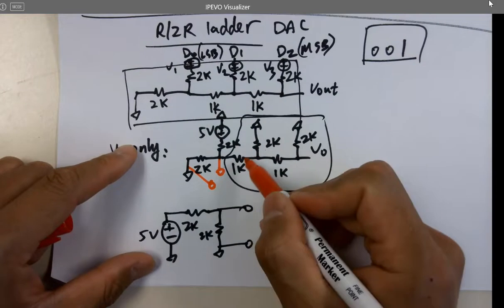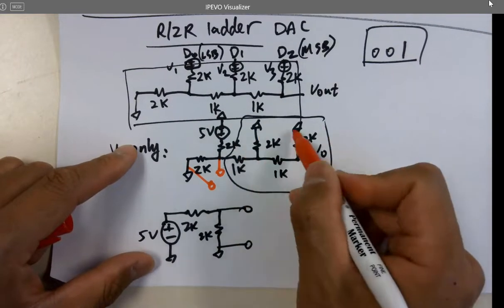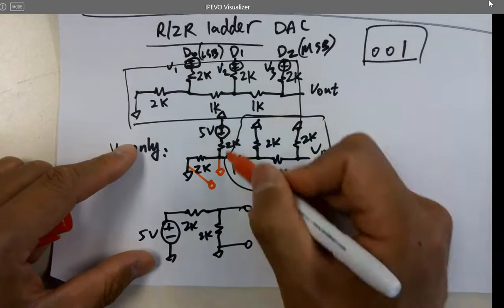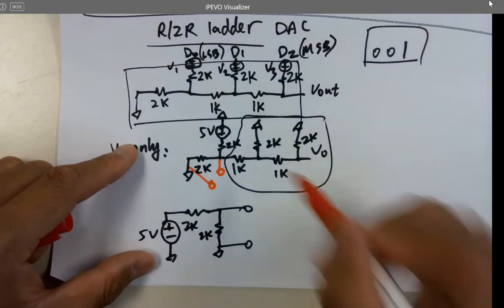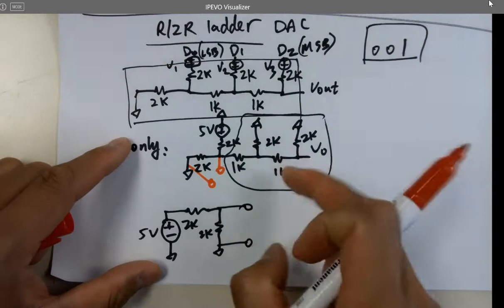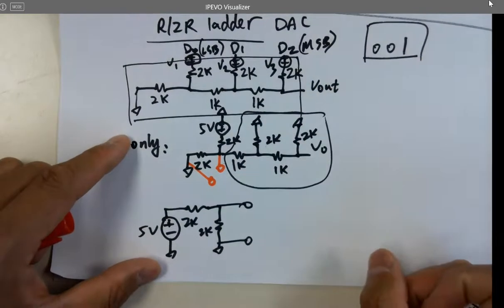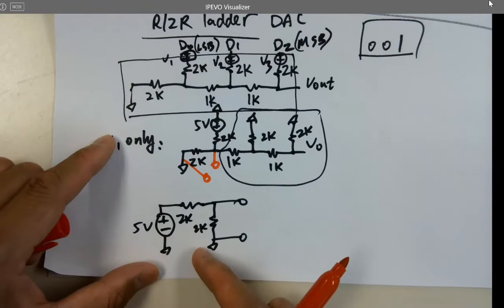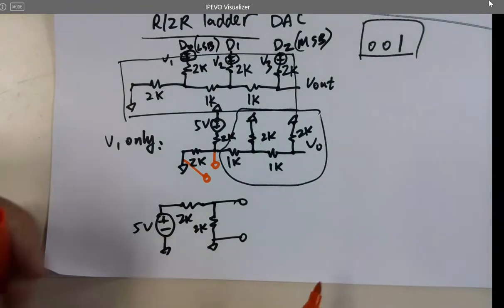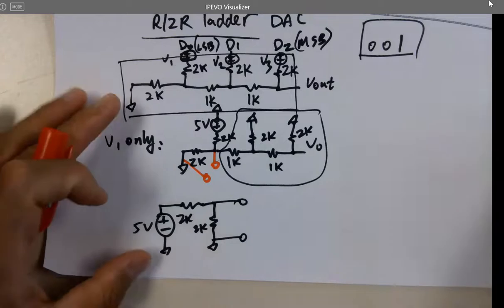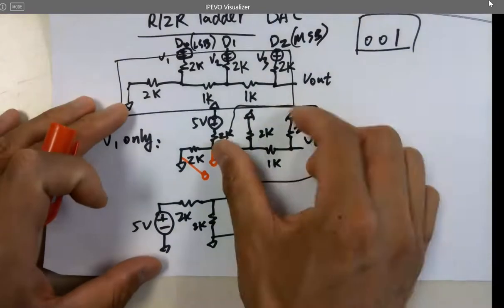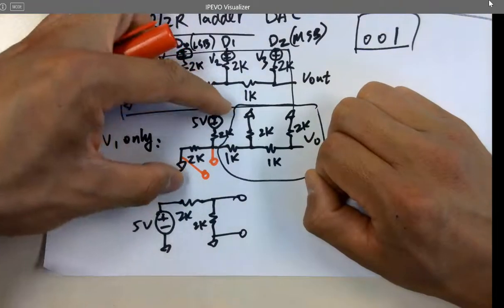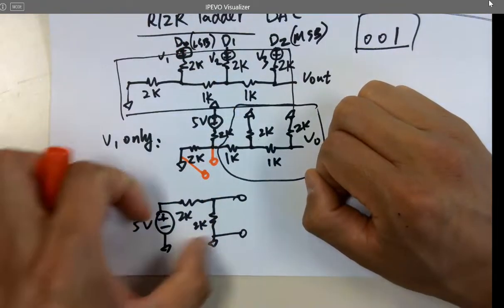Even though the entire thing must have grounds here, whatever VO is has to be referenced to the ground. So everything here is being treated as a load, and when I'm doing Thevenin's equivalent, I just removed this from the circuit. So it becomes this. Whatever is here, I just take it away. And now this is here, okay?